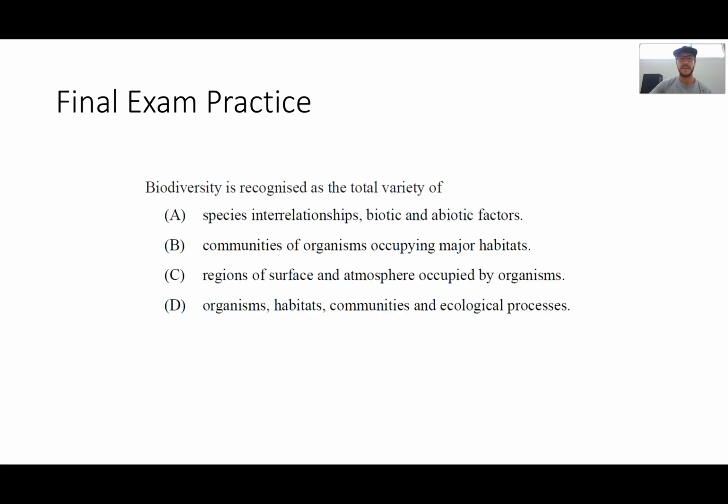We left off here last video, and although we've talked about the answer in class, let's just recap. So the answer we said was D. Let's talk about why and how we got there. So biodiversity is recognized as the total variety of A. Species interrelationships, biotic and abiotic factors. This is in some way correct. However, is it the most correct answer?